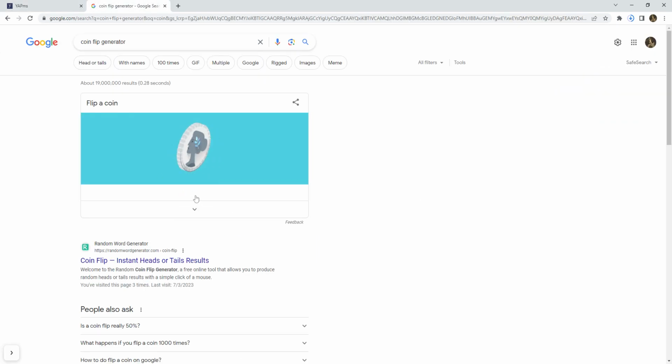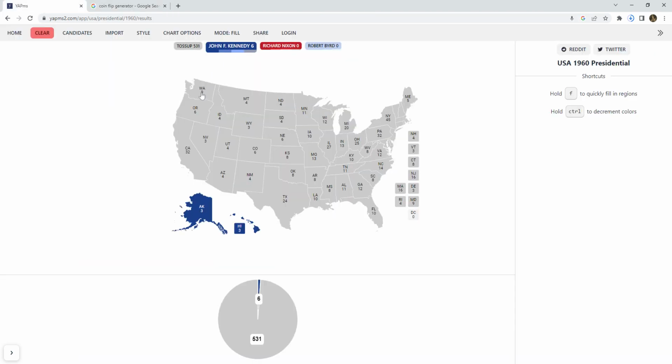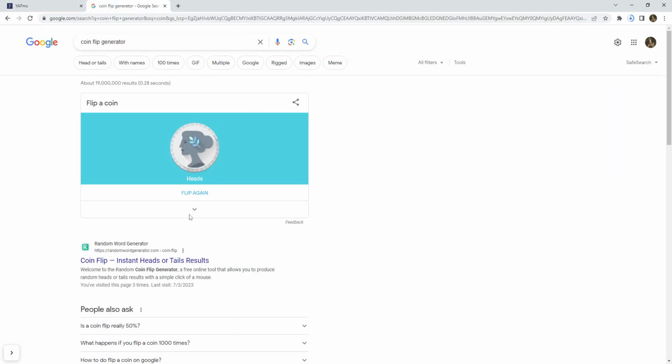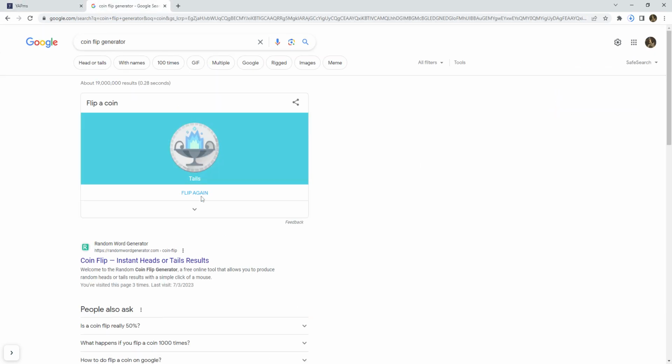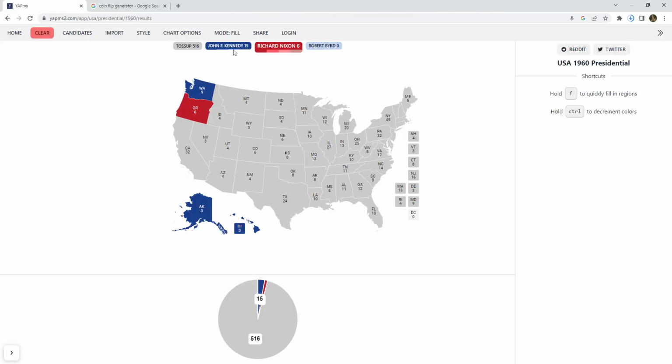Next one is Washington. Kennedy, so he starts off with 3 in a row. Next is Oregon. And that's going to go for Richard Nixon. Next is his home state of California. Let's see if Nixon can take it. And he will not, so Kennedy takes California.